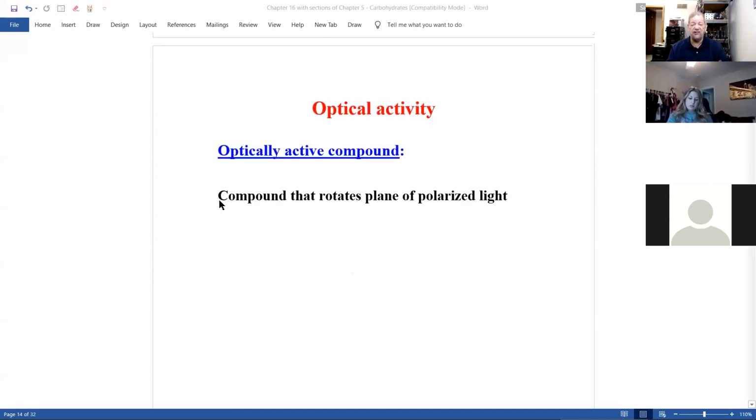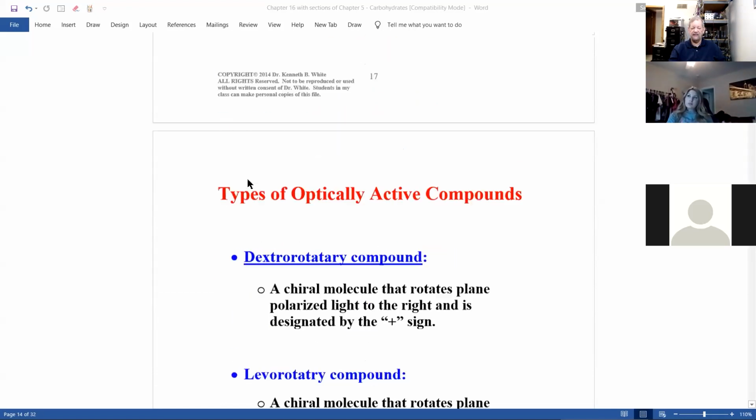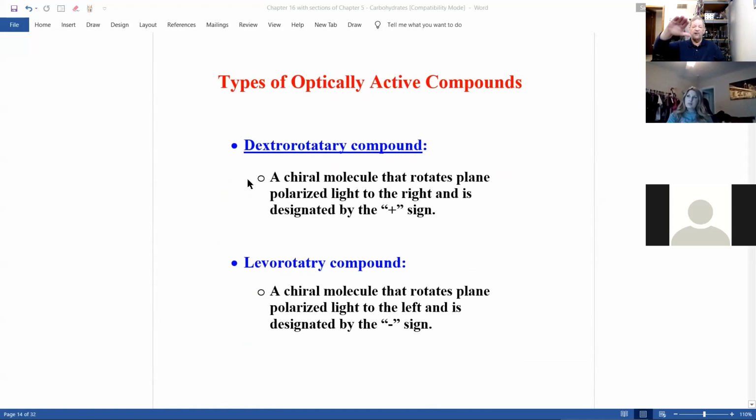And if I measure how far that wave rotates, I can find out: is that an optically active compound? Now, there are two ways it can rotate it. It can rotate it to the right or the left.